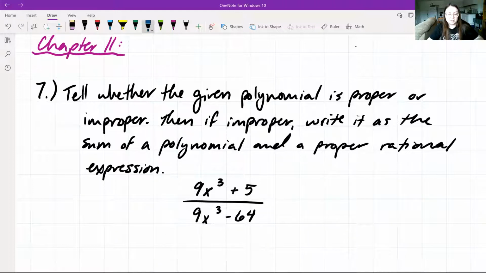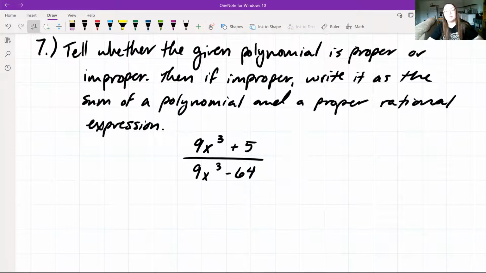And one of the things that we had to determine in using partial fraction decomposition is whether or not our rational expression was proper or improper. And it had to be proper. So if it's proper, then we use partial fraction decomposition. If not, then we don't. So now for number 7, we're going to tell whether or not the given polynomial is proper or improper. If it is improper, we're going to write it as the sum of a polynomial and a proper rational expression, which we'll go over how to do.